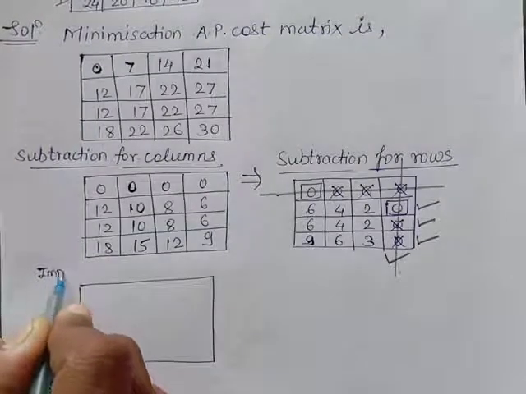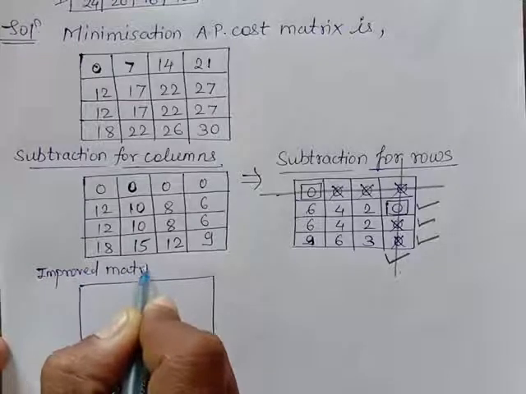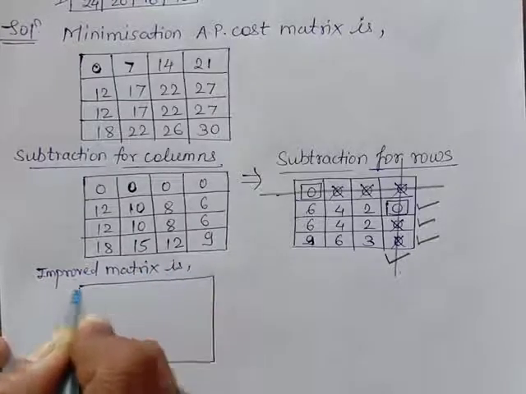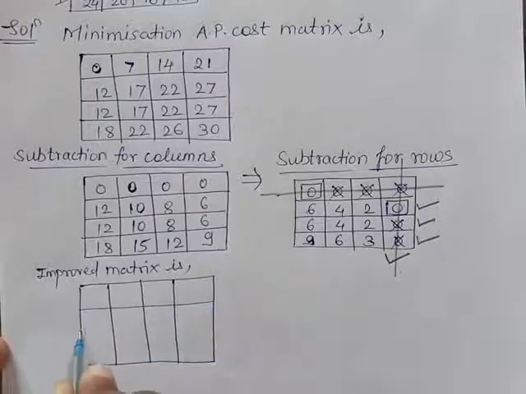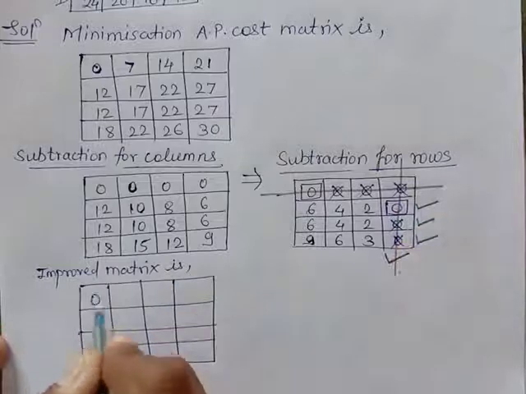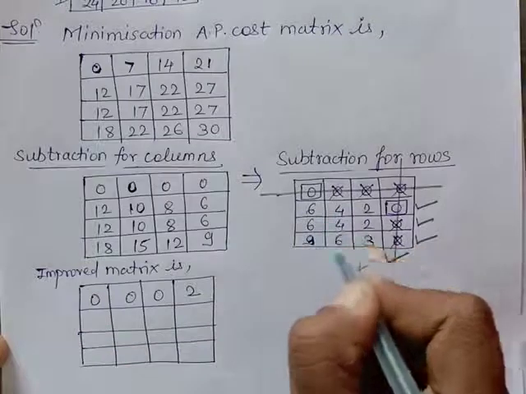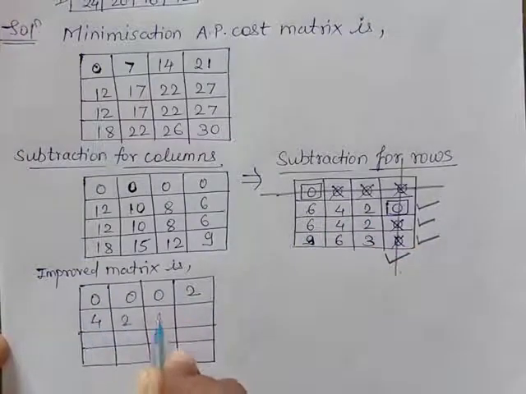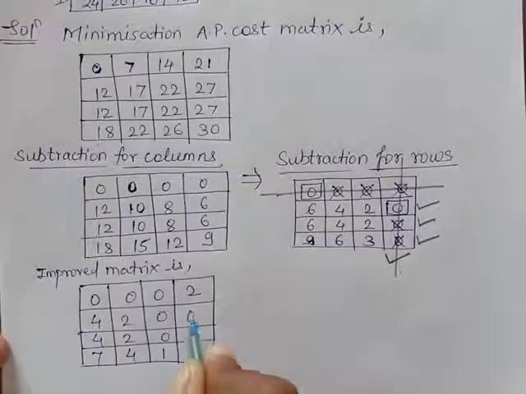The improved matrix is, what does it look like? We will add this 2 here. So this is 0 0 0 as it is. Here it will become 2. Here we have to subtract from these entries. So 4 2 0, 4 2 0, and here will be 7 4 1. Here these zeros are as it is.